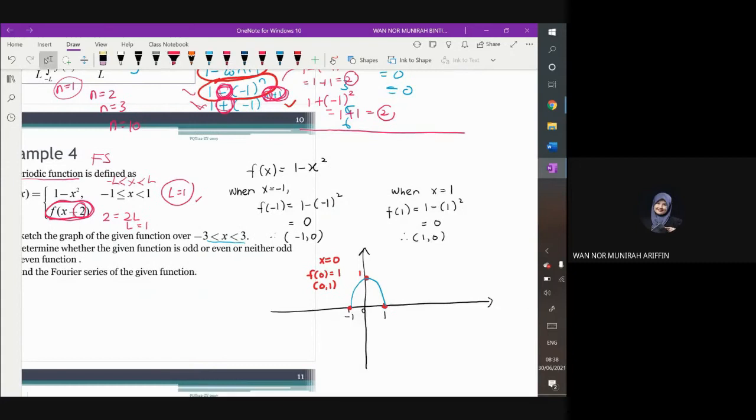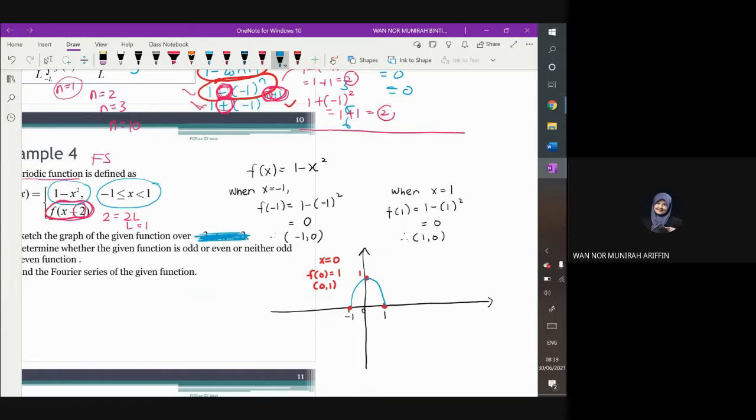So the first question says, sketch the graph of the given function over x from negative 3 to 3. Okay. The question asks you to sketch from negative 3 to 3, class. But you need to follow whatever function you've been given in the question. The function is 1 minus x squared, x from negative 1 to 1. So avoid this one first. Close this one. So it says sketch the graph first, alright.